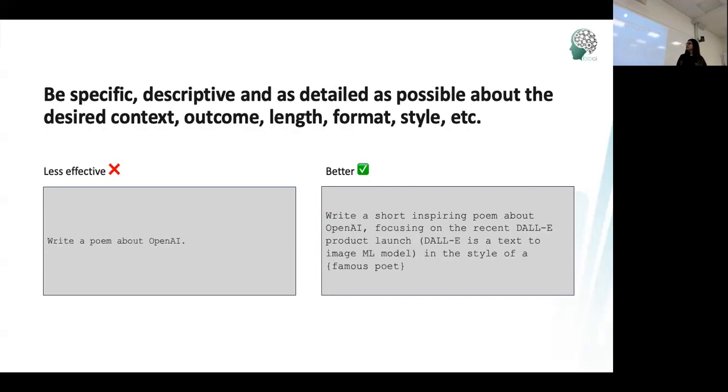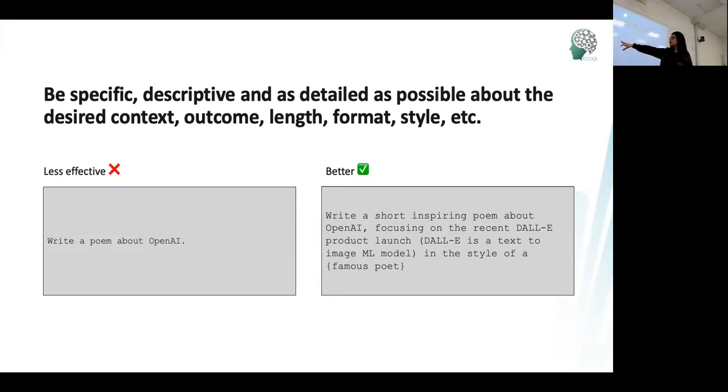Then be specific, descriptive, and as detailed as possible about the desired context, outcome, length, format, and style. For example, what do you want the model to do? What length do you want? What format do you want? What style do you want it to follow? You should give it in the instruction, right?